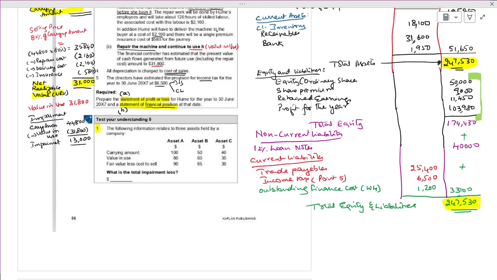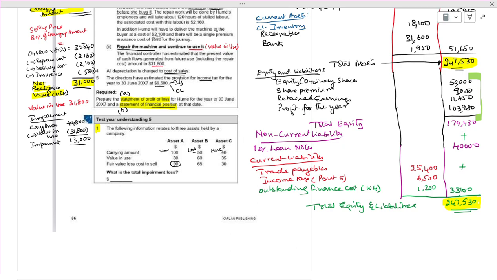Fine. The following information is related to three assets. Okay. Now, what do they say? They give the carrying amount, value in use, and fair value less cost to sell. What is the total amount? Here the carrying amount is more. Here the carrying amount is less. Here the carrying amount is more. Carrying amount. Whichever is higher, we have to take. 90 is higher.